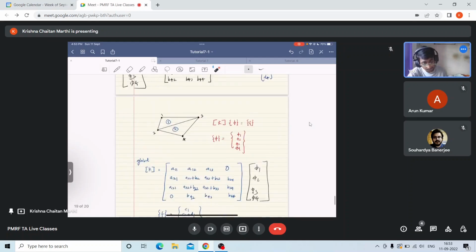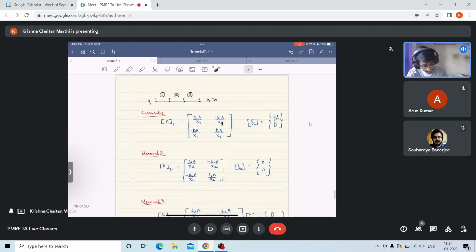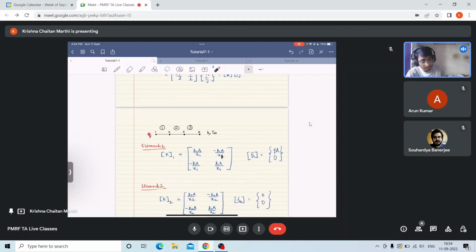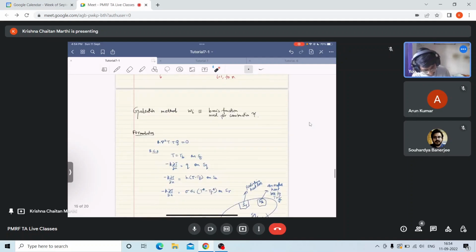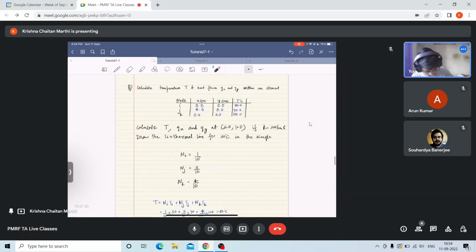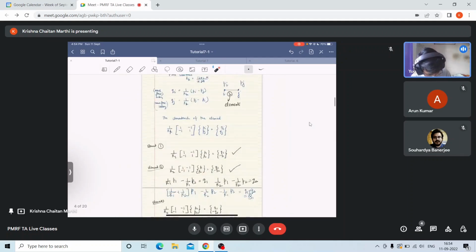Basically I have an element, and I need to know the values of temperature, so I can get the values of this temperature. Here I am assuming the temperature inside the element to be something like NiTi plus NjTj, where Ni and Nj are shape factors. So far we have looked only at linear shape factors. Now we can perform the assembly without expanding the equation.